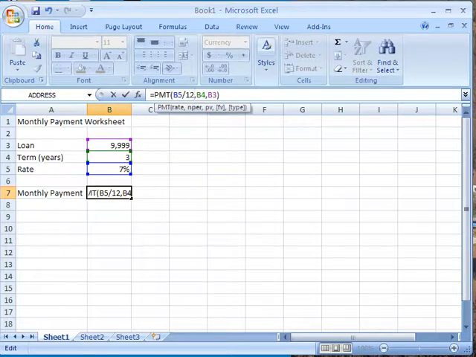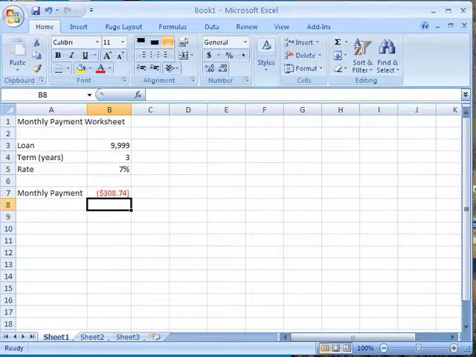Likewise, how many payments am I going to be making if it's monthly? It's the number of years times 12. I don't want to hard code a 36 there, because if I decide to try a longer period, 4 years, 5 years, then I would have to change it in the formula. Enter. $308.74. That's the correct answer.